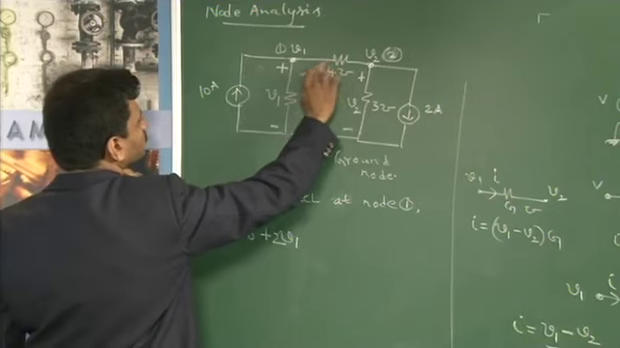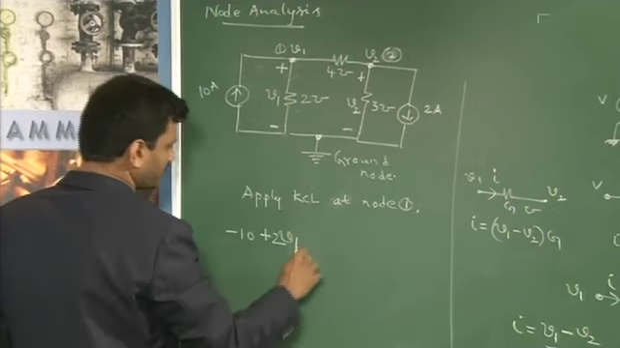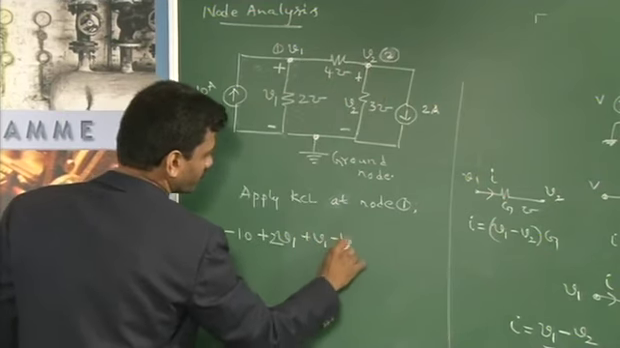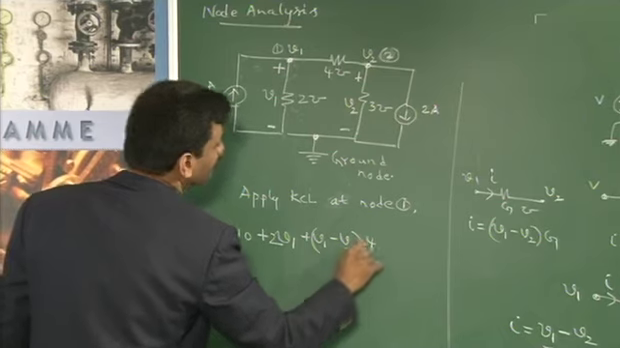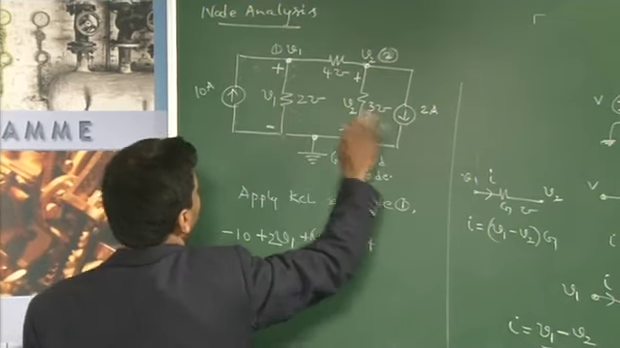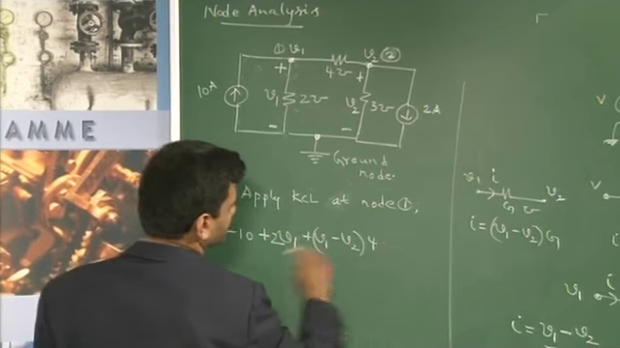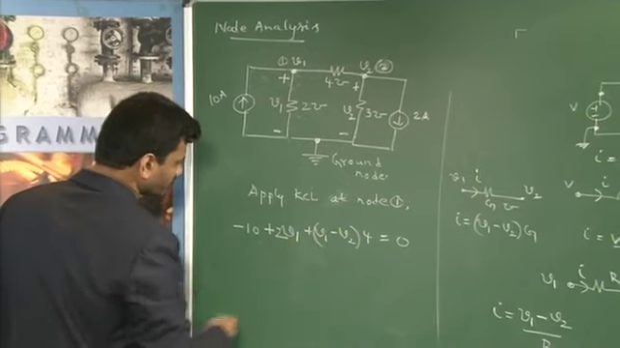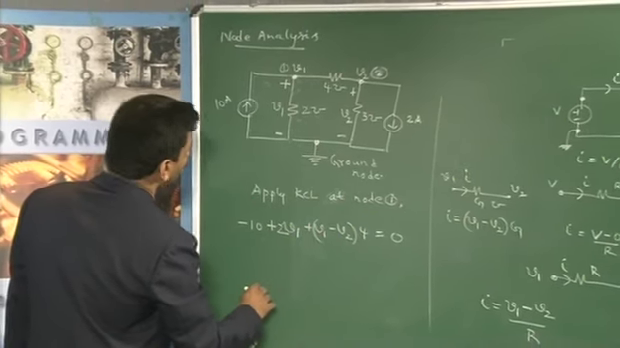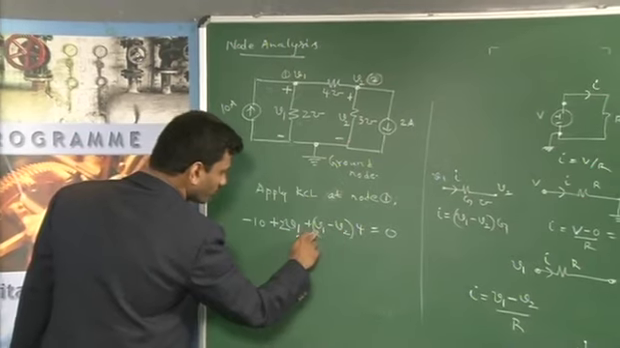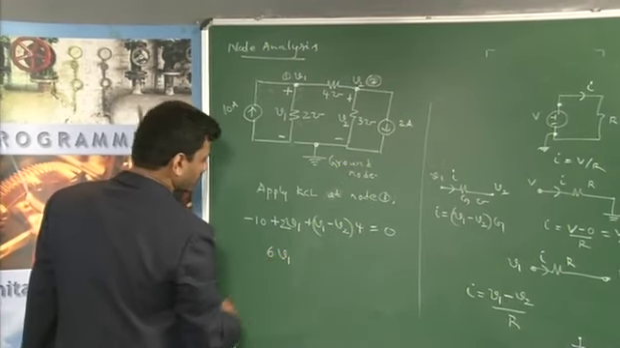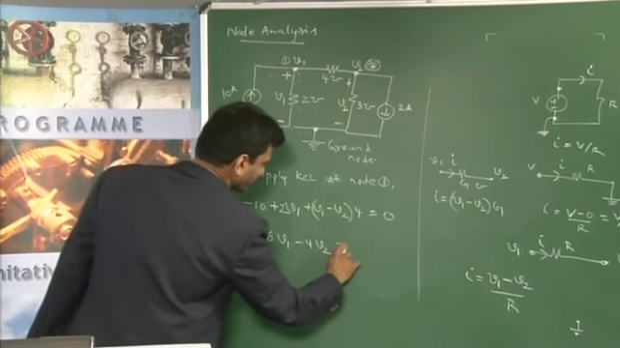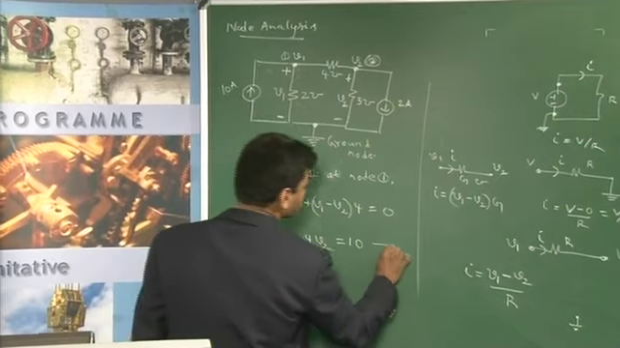Next, this is also a branch associated with node 1. Again I have to consider the leaving current. So, V1 minus V2 into 4. There are 3 branches associated with this node, so there are 3 terms, and this should be equal to 0. When I properly arrange this, what are you going to get? 2V1 plus 4V1, 6V1, then minus 4V2, then minus 10 comes to the right hand side, becomes plus 10. Call this equation 1.